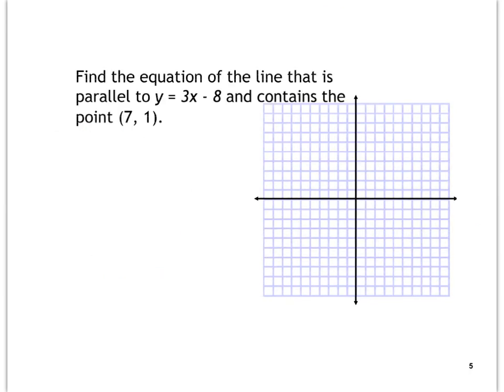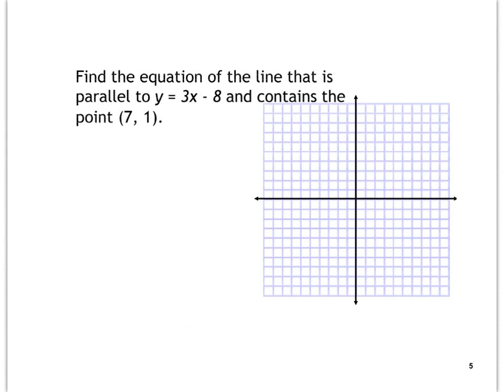Okay, this one's actually a little bit different. It says find the equation of the line that is parallel to y equals 3x minus 8 and contains the point 7, 1. Well, it's parallel to y equals 3x minus 8. Two lines that are parallel have the same slope. And it goes through the point 7, 1.